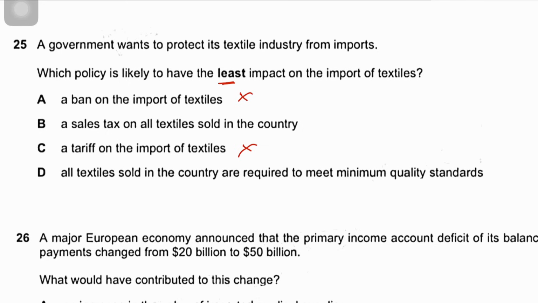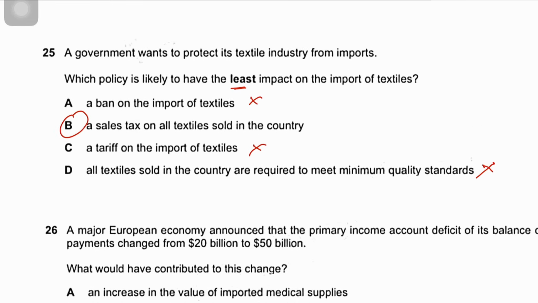So this is again a barrier, and it will have an impact on the import of textiles, and will reduce the imports of textiles. So option B would be the correct answer. And you see, a sales tax on all the textiles that are sold in the country will raise the cost of all textiles, but it does not directly restrict imports, right? And so option B would be the correct answer.